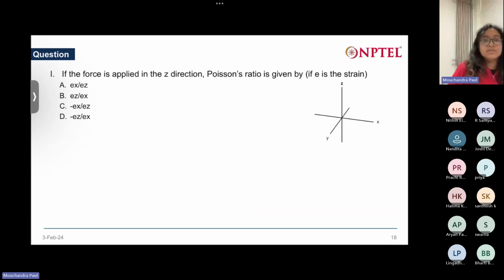Now, this is a question based on that. The force is applied in the Z direction. For your imagination, so that you can quickly answer, I have given the XYZ coordinates. So using these coordinates, you have to tell me how would you define the Poisson's ratio now? What will be the correct answer? See, these two, A and B, remove it. C and D.